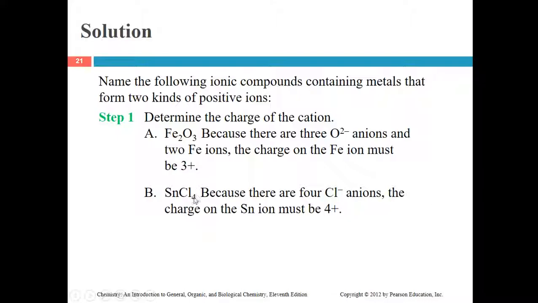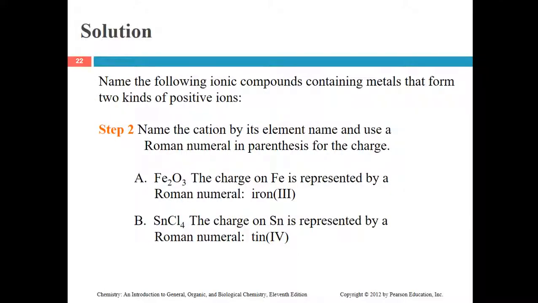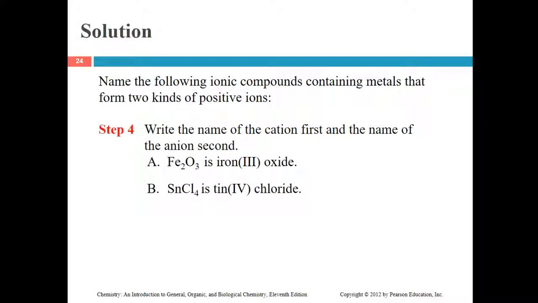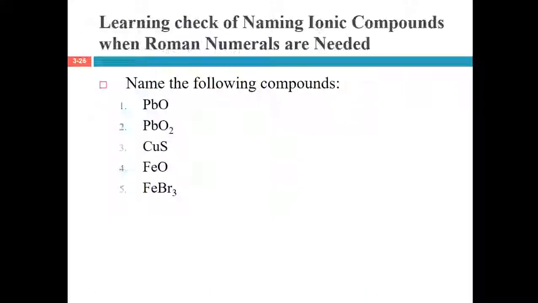Chlorine's a -1. 4 times -1 means an overall +4 charge over here. I only have one atom to spread this +4 out, so that means our tin atom must be a 4+. So when we put it all together, we're going to be using iron with the Roman numeral 3 and tin with the Roman numeral 4. Oxide and chloride, when we put it together, we have iron 3 oxide and tin 4 chloride.